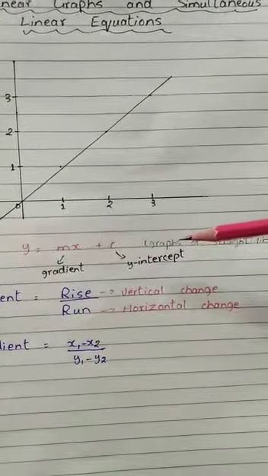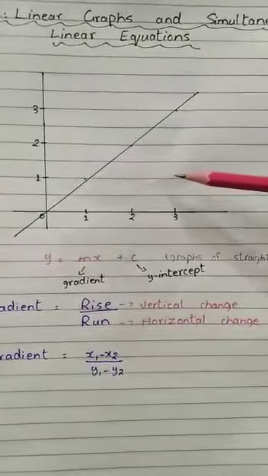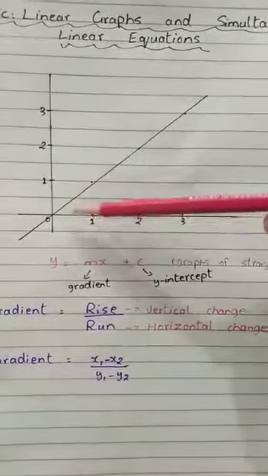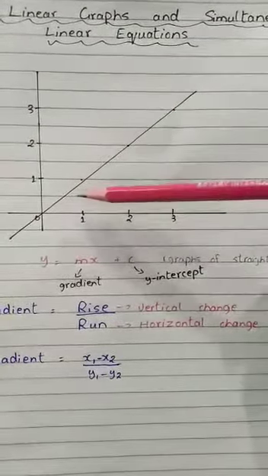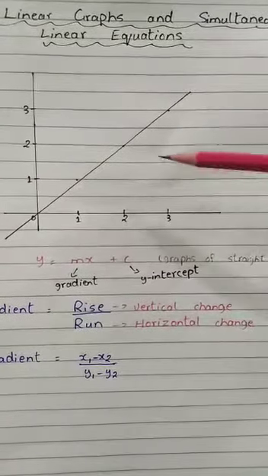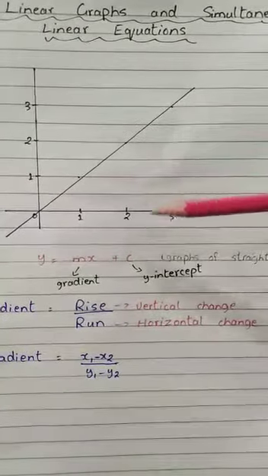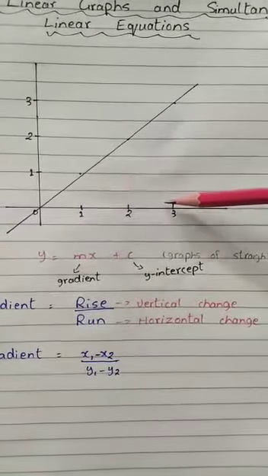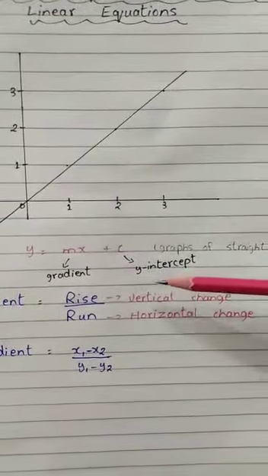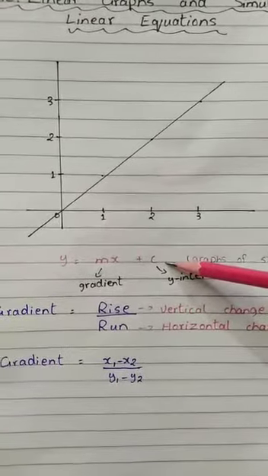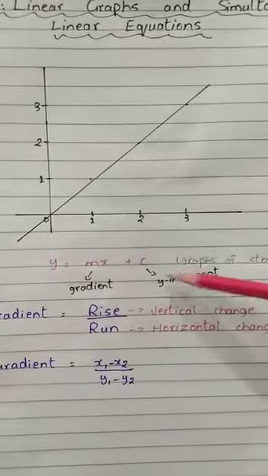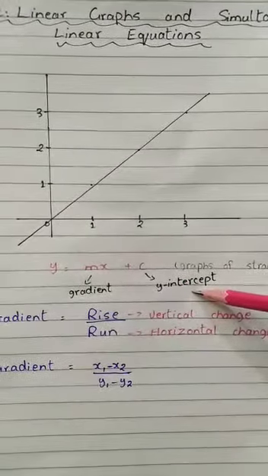And I will teach you how you can take 2 points on the line and use them to calculate the vertical change, or you can say rise, and the horizontal change, or you can say run. Then when you find the 2 points, you can easily find the gradient of the straight line. And the graph of a straight line in the form y = mx + c, this is the equation of a straight line, where m denotes the gradient and c denotes the y-intercept.